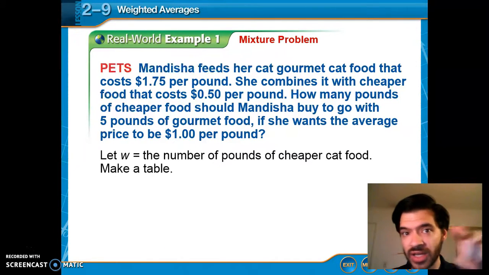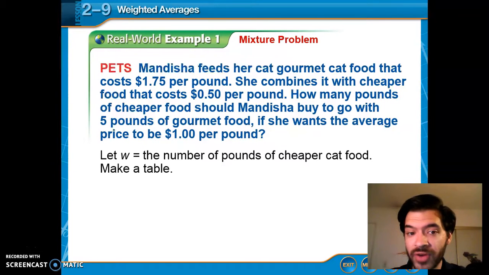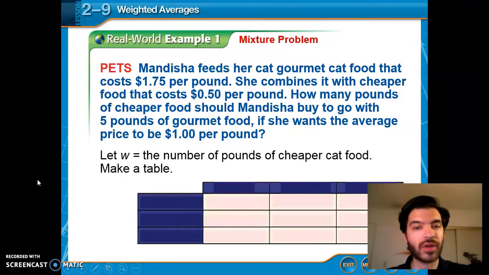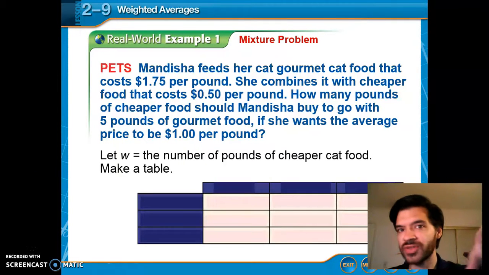First, we're going to make a variable for what we want to know: the number of pounds of the cheap cat food. That's going to be our variable. Now we're going to make a table. So here we are. We have a table. We have a lot of things to list.